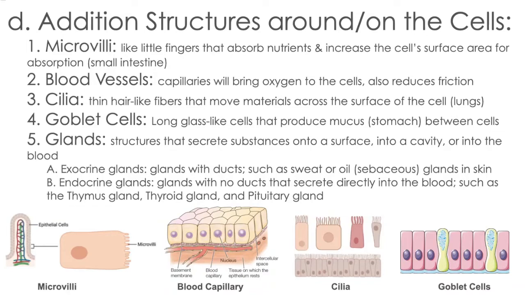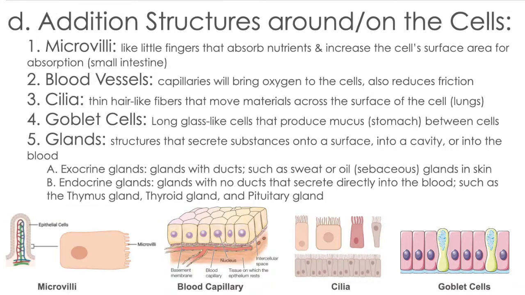Then we have goblet cells. Now, a goblet is like a long glass-like cup, and basically these cells produce mucus, and this is primarily found in the stomach. And then we have different types of glands. There are exocrine glands and endocrine glands. Now, glands are primarily going to secrete substances onto the surface of the cell or onto the surface of the skin, or perhaps even into a cavity, into a space, or even into the blood.